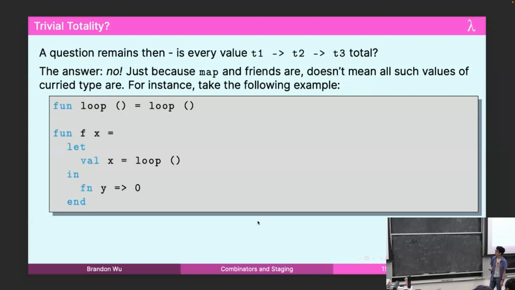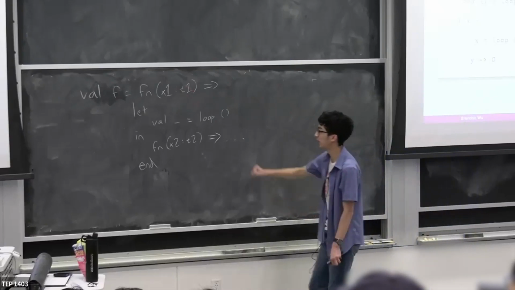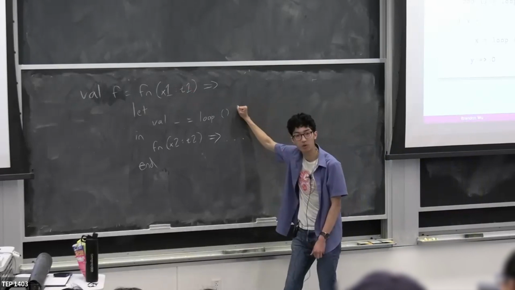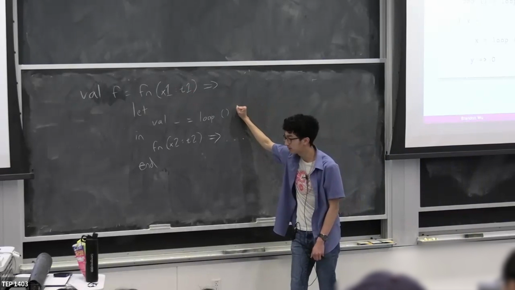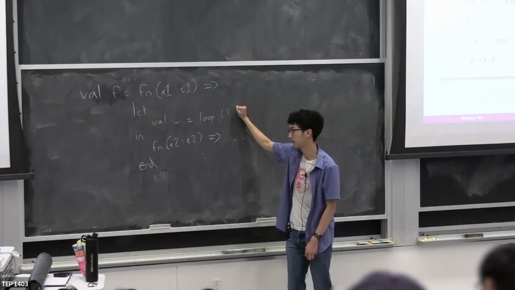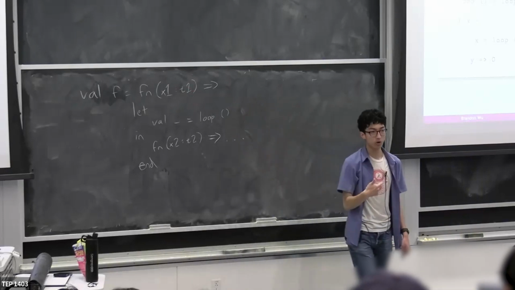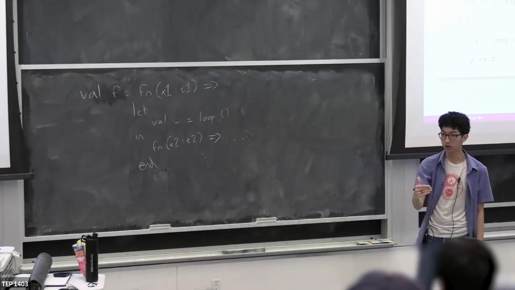This is of type T1 to T2 to T3, but it's not total because if I give it any value, what happens? I don't return this. I immediately go and evaluate loop. And what does loop do? Loop loops, right? So we're not going to get anything here. So just having a curried type does not make you total.